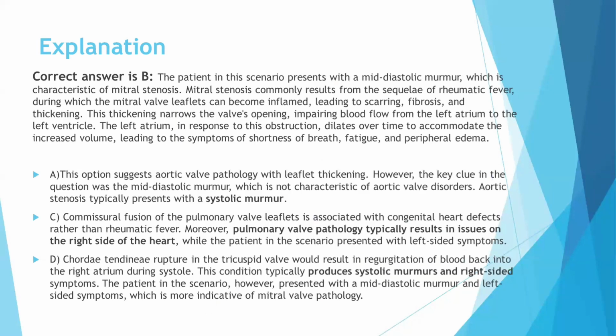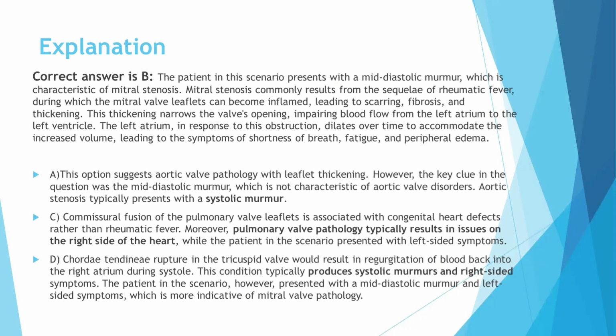So the correct answer is B. The patient in this scenario has a mid-diastolic murmur, which is characteristic of mitral stenosis, right? Mitral stenosis commonly results from the sequelae of rheumatic fever, during which the mitral valve leaflets can become inflamed, leading to scarring, fibrosis, and thickening. This thickening narrows the valve's opening and impairs the blood flow from the left atrium to the left ventricle.